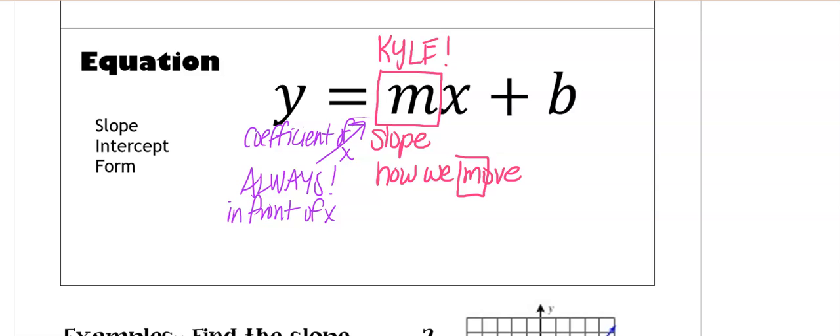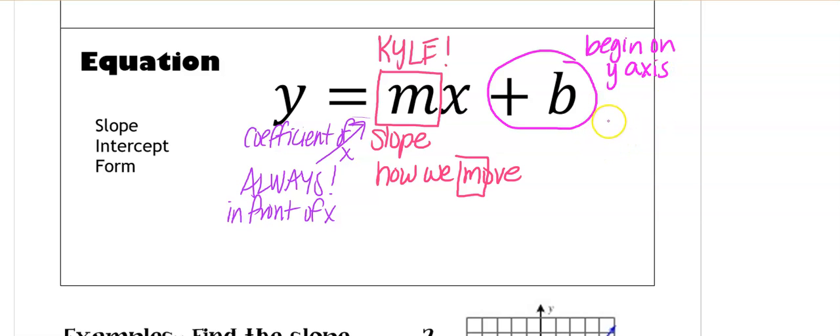Then we come over here and we have our little friend over here. We have our B. Now notice I also circle the plus sign. I circle the plus sign because that's part of it. And B is where we begin on the y-axis. It's where we begin on the y-axis. It is our y-intercept.